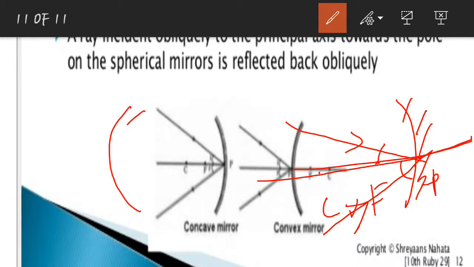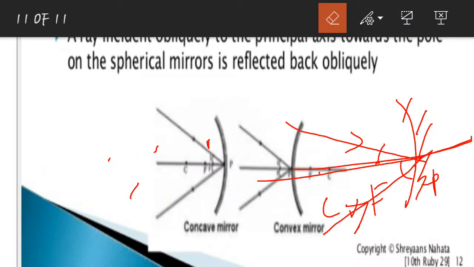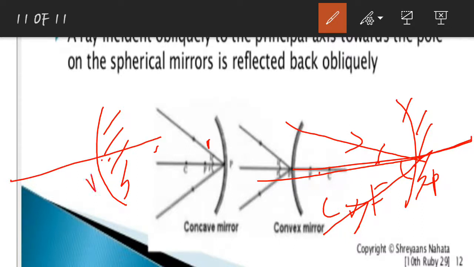For a concave mirror also, convex mirror also, this is our pole, this is focus, this is center of curvature. So a light ray incident here is going to reflect back in the same form. Using your scale, draw it properly. I am not getting it properly to draw here. Convex mirror, this is our pole, focus, center of curvature. So a light ray has been incident here, so it is going to reflect back in this manner.